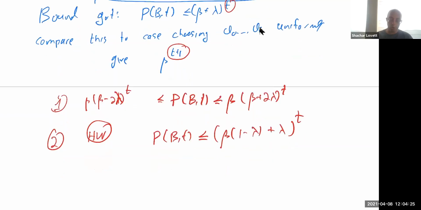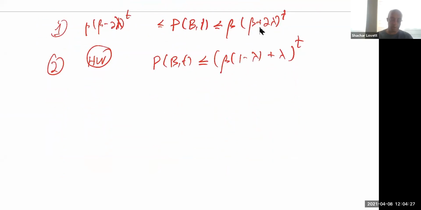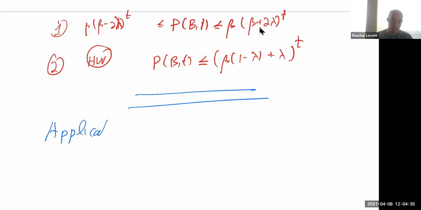Now, the last thing I want to show you today in our remaining 15 minutes is a nice application of these things. And the application is going to be for error reduction in randomized algorithms.